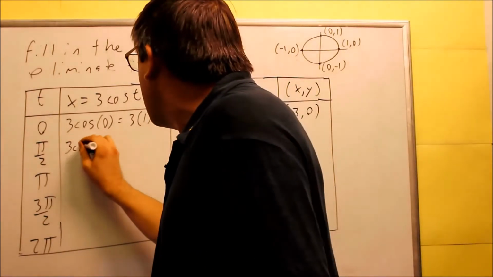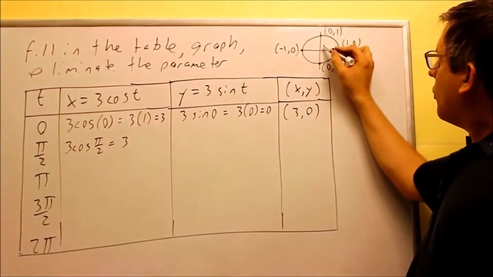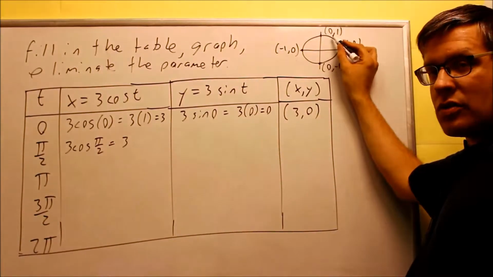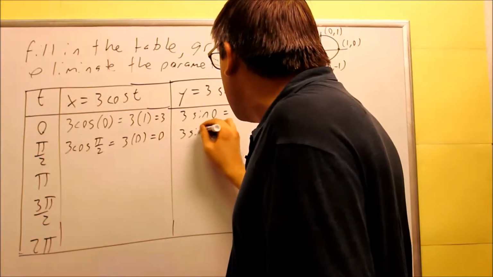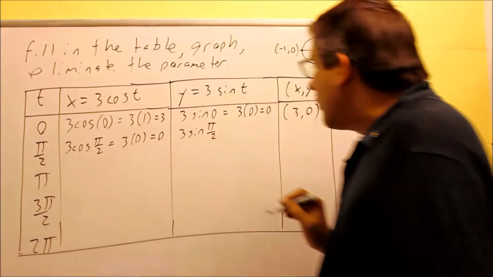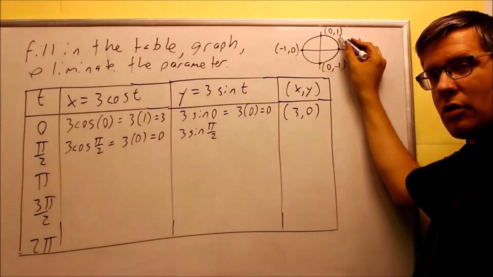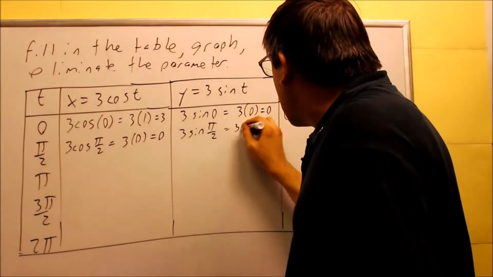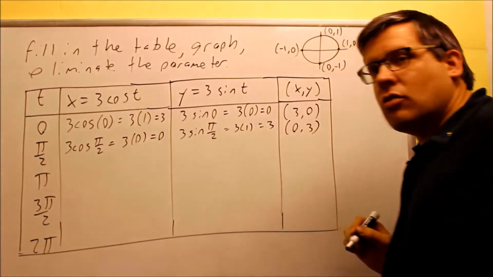Next, we're going to do 3 cosine pi over 2. At pi over 2, the x value at 90 degrees is 0. So 3 times 0 is 0. Then we're going to do 3 sine pi over 2. Sine pi over 2 is the y value at 90 degrees, that's 1. So 3 times 1 is 3. So we have 0, 3 is the next coordinate.